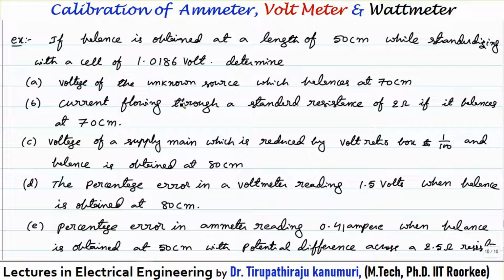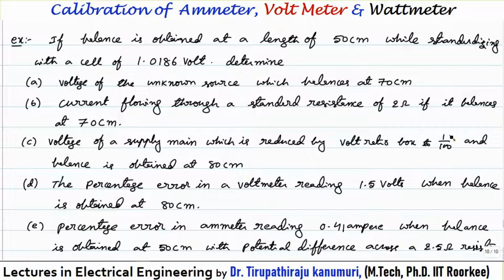That is asked. Then the voltage of the supply mains, which is reduced by using a voltage ratio box to 1/100, and balance is obtained at 80 centimeters. I want to measure the high value of the voltage. So for that, we go for the voltage ratio box. We have already discussed measurement of high voltage. So the balance is obtained at 80 centimeters, and because it is divided by 100, the multiplication factor will be 100: whatever is measured by your potentiometer, you have to multiply by 100.